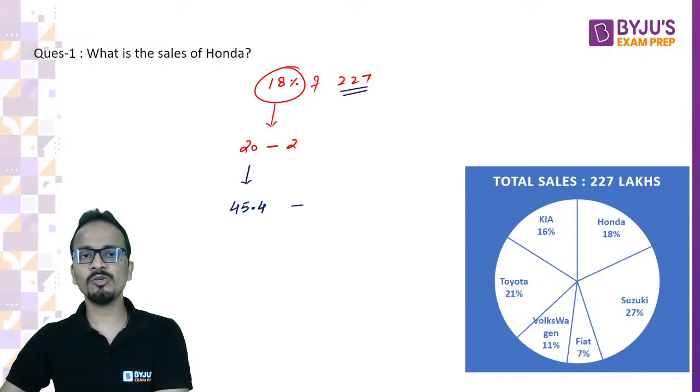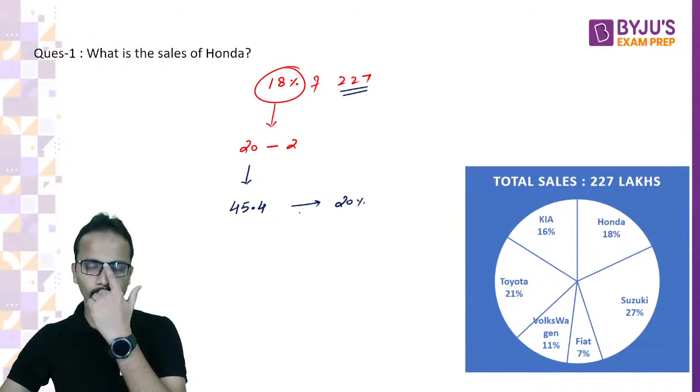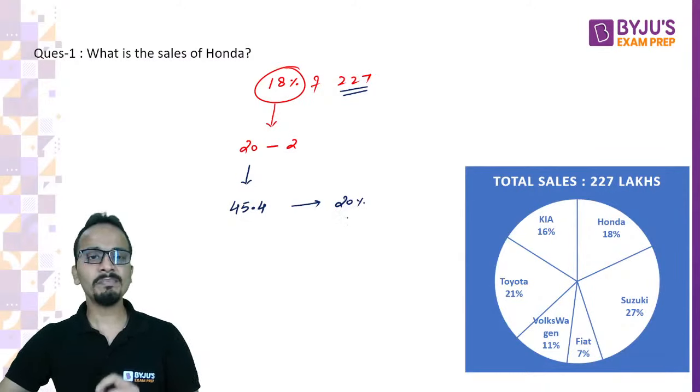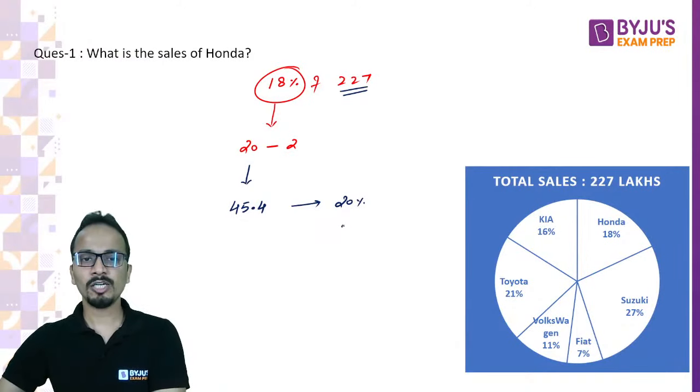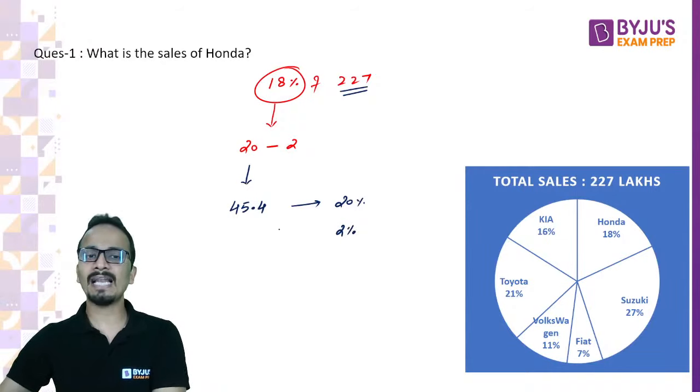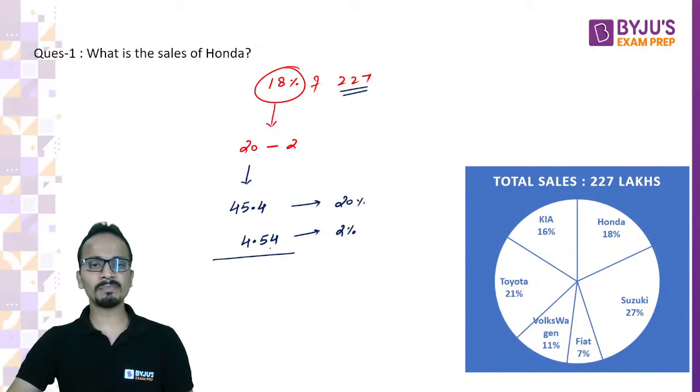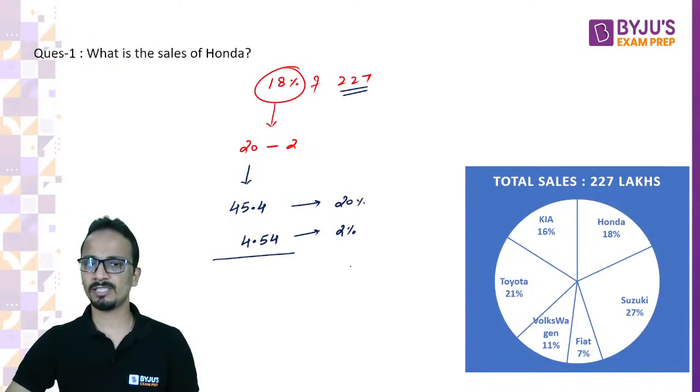So this value is 20% of 227, right? Now I need to write 2%. So 20% is in front of me. To calculate 2% from 20%, you can just shift the decimal. So 2% will be 4.54. All right. Now do the subtraction and you will get your answer.